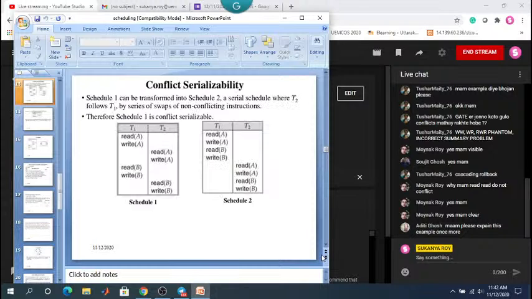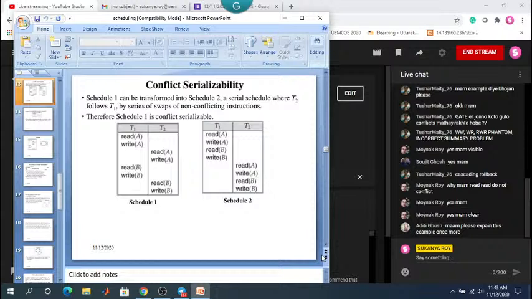See, schedule 1 is actually the conflicted scheduling, which means we are facing the conflict problem. The conflicting instructions are there because write A and read A are there in transaction 1 and transaction 2 respectively. Now this will create a problem in updating the database. Now I need to swap some instructions, if it is possible, to make it conflict serializable.